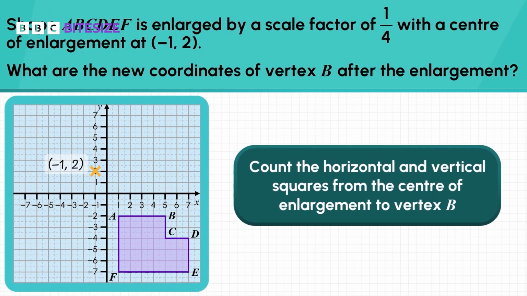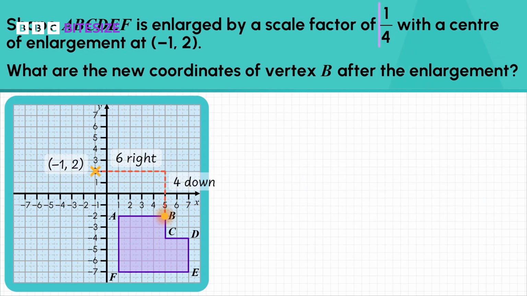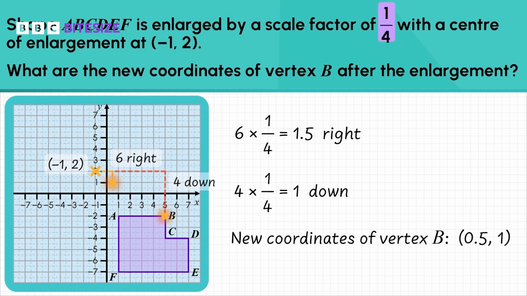To start, count the number of horizontal and vertical squares from the centre of enlargement to vertex B. That's 6 right and 4 down. Then, multiply these numbers by the scale factor. 6 times 1/4 equals 1.5, and 4 times 1/4 equals 1. This means the new vertex will be 1.5 squares to the right of -1 and 1 square down from 2 at the point 0.5, 1.